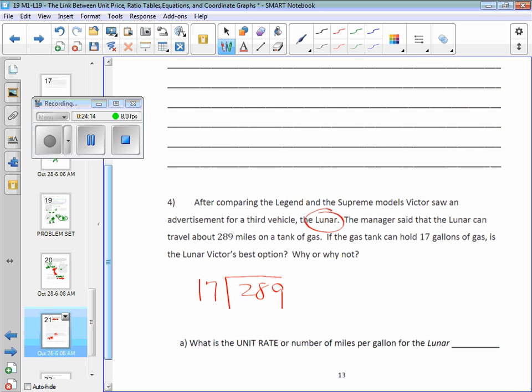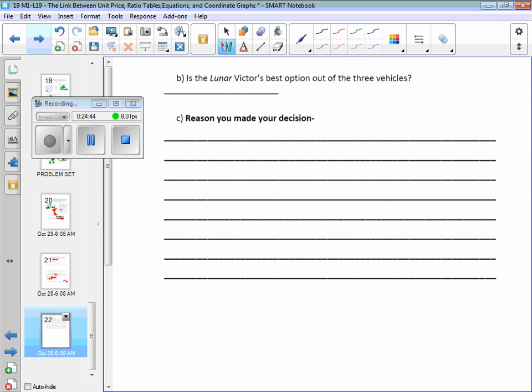Did anybody do it? I did, but I didn't get it. It winds up coming out nice and even. What'd you get, Anthony? It winds up being 17 MPG, is that miles per gallon, okay? And then I think the last question is which vehicle he should choose. It still should be the Legend, because it's still getting that 1 mile more per gallon.